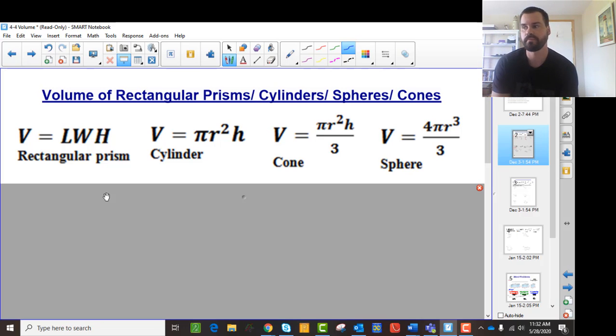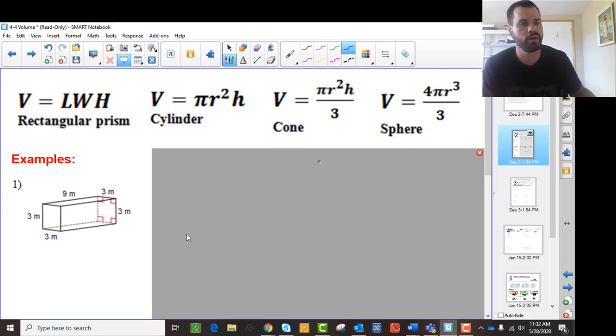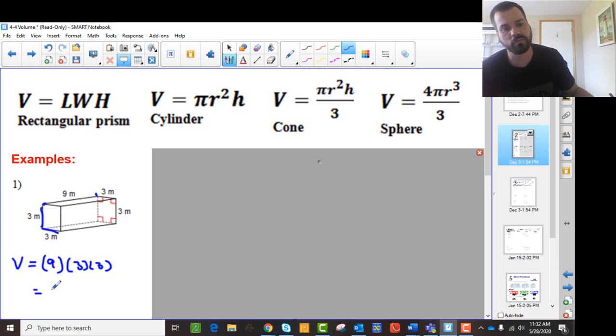Rectangular prisms, we're going to start with that one, and the volume is just length times width times height. I'll show you an example. Here's a rectangular prism. The length is 9, because it's the distance from here to here, and then times the height and the width. The width is 3 along the bottom, and the height is 3. So we get 9 times 3 times 3, and that gives me 81, which is really just 9 times 9, and it's cubic meters. Every time you have a volume, the unit is cubic meters. So there's a rectangular prism.